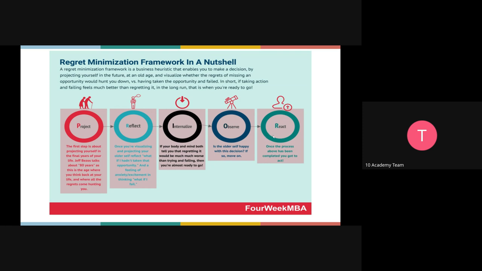And then the final one is to react. So once you've made a decision, you act on the decision that you've made. So if you feel like following this path will make you very happy in the next 20 years, then you have to just start now and act on it. That was the other framework. I'll add a link for you to read more about this. There's more that I've just skimmed through.